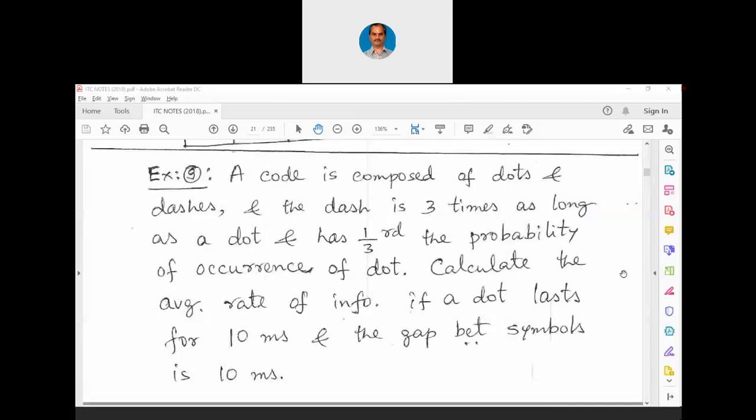In the last class, we had worked out some exercises. We will continue the same in this class as well, so that you will have a better understanding of all these concepts of information theory and about the meaning of entropy. So, look at this particular exercise.